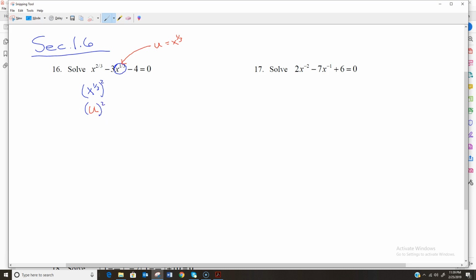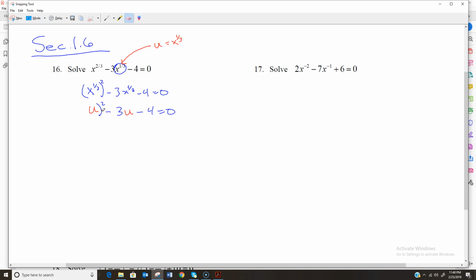Do the same thing here. If I replace the x to the 1/3 with a u, then I get minus 3u, and I don't need any other power on it because u is x to the 1/3. Let me fix this. This looks a little bad. Okay, so we have u squared minus 3u, and then we're going to have just the minus 4. And you don't have to write this step. I just wanted to show where everything was coming from.